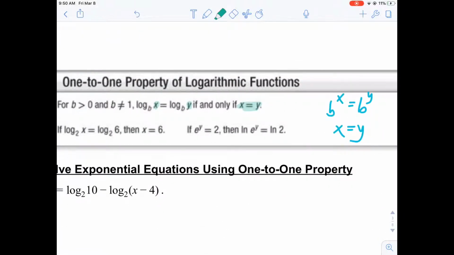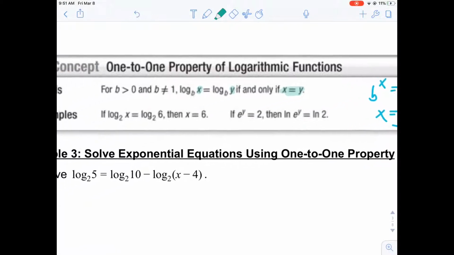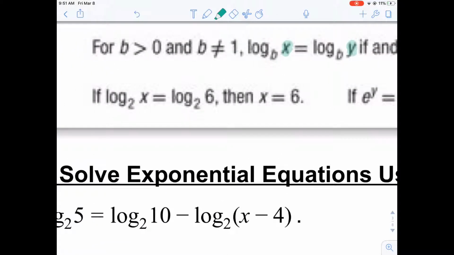And that works backwards as well. If we have the same base, that means x has to equal y. So we see, for example, here, log base 2 of x is equal to log base 2 of 6. Since they have the same bases, then we know x is equal to 6.